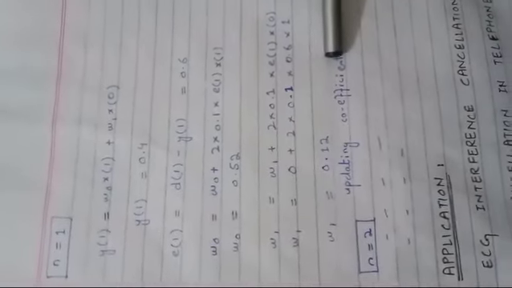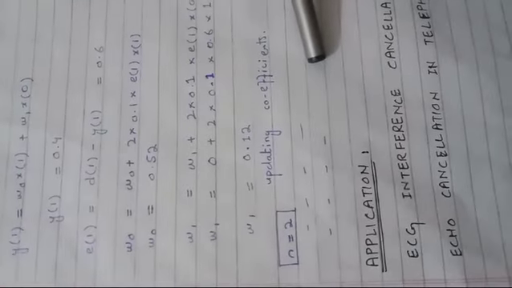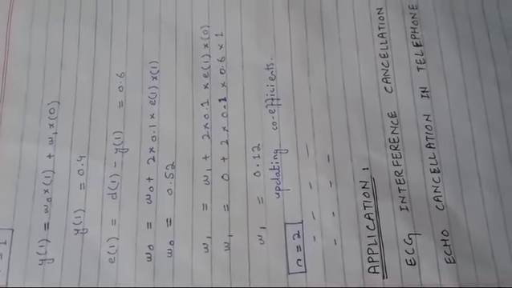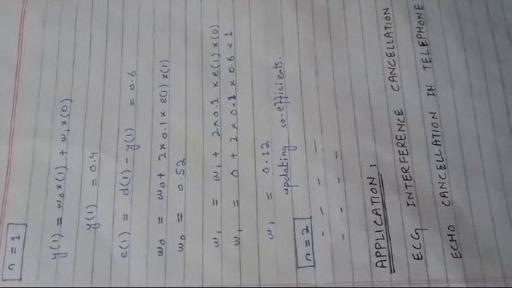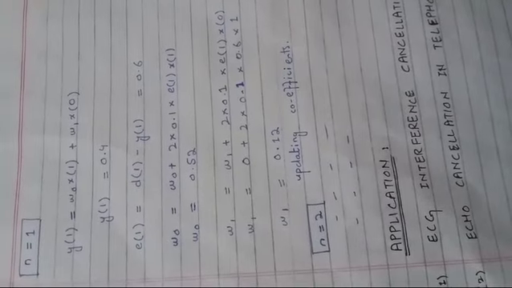Next, for n is equal to 1, I have performed the same steps, and the same procedure will be performed for n is equal to 2. You can perform several iterations up to the value where you can observe that the adaptive filter has now understood the noise characteristics and has started to reduce noise.